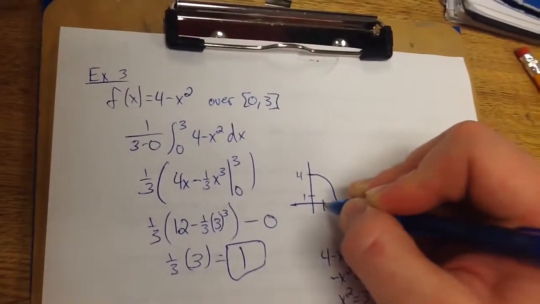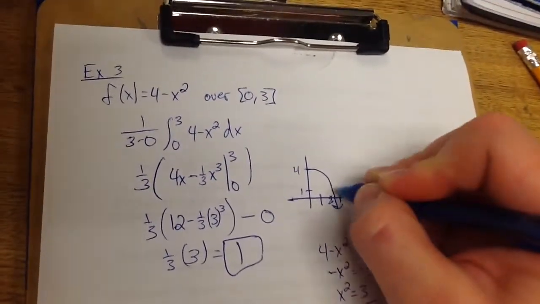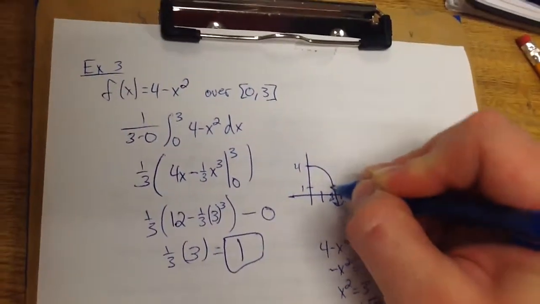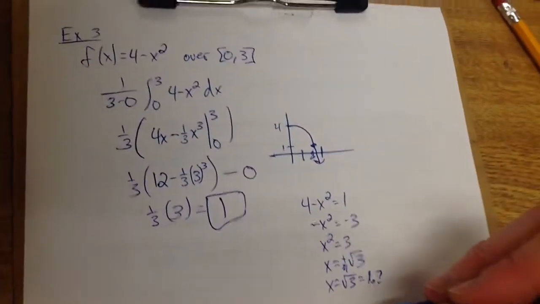Whoops, that's a bad picture. I've said that a lot in this video. At 1 point something, the function will take on a value of 1.